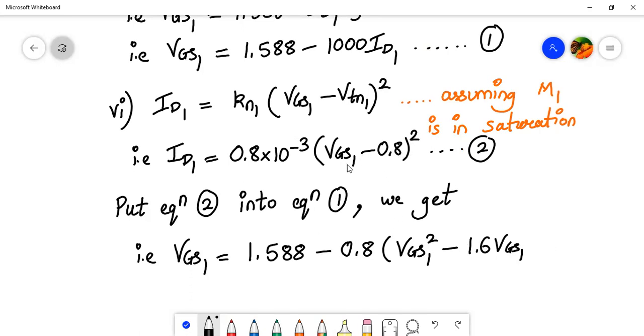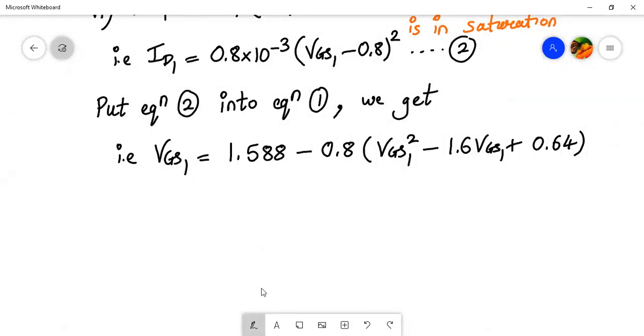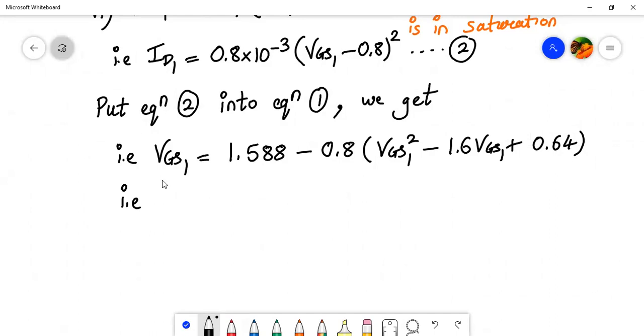A square minus b the whole square will be a square minus 2ab plus b square. So plus 0.8 square, which will be 0.64, right? So now we open the bracket and solve it. These are mechanical steps now. Not much explanation required over here.